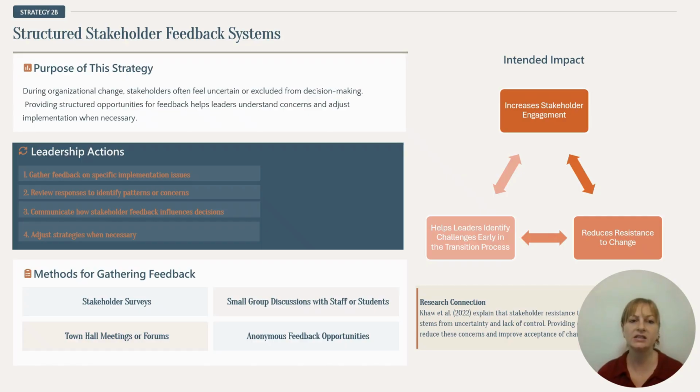Once feedback is collected, it's important for leaders to communicate how that information is being used. When stakeholders see that their input influences decisions or leads to adjustments in implementation, they're more likely to remain engaged and supportive. Research on organizational change supports this strategy. Kaw and colleagues explain that resistance to change often occurs when stakeholders feel uncertain or excluded from decision-making. Providing opportunities for input can reduce these concerns and increase support for change initiatives.